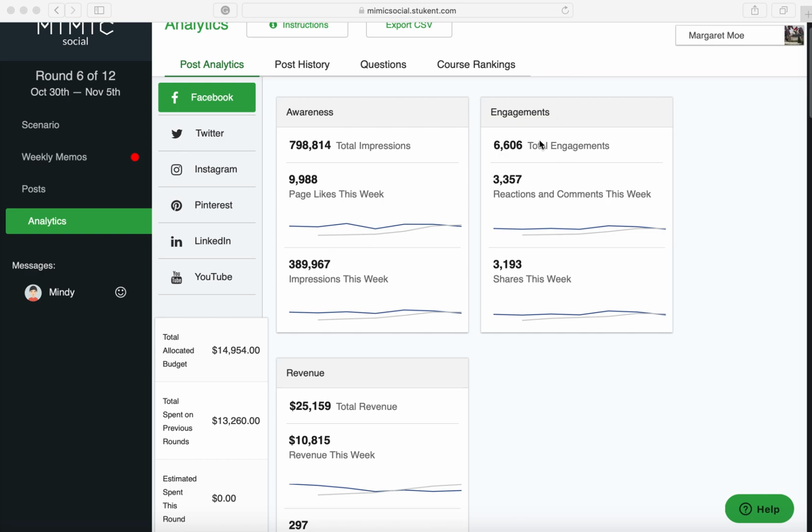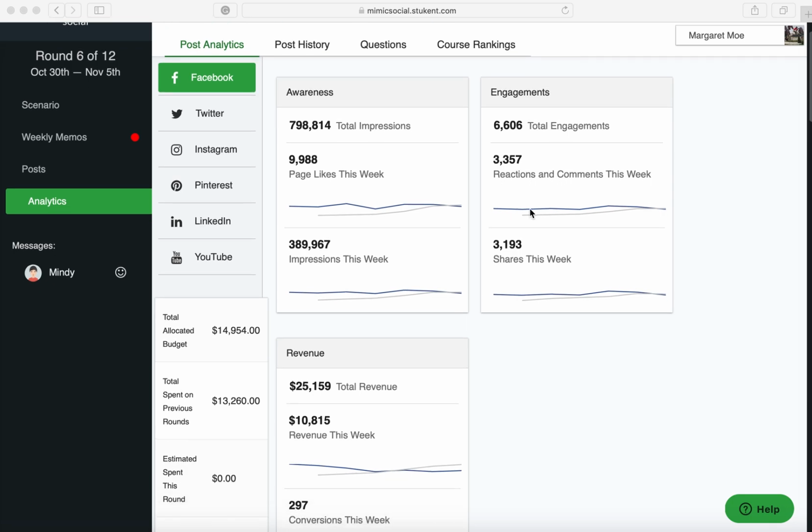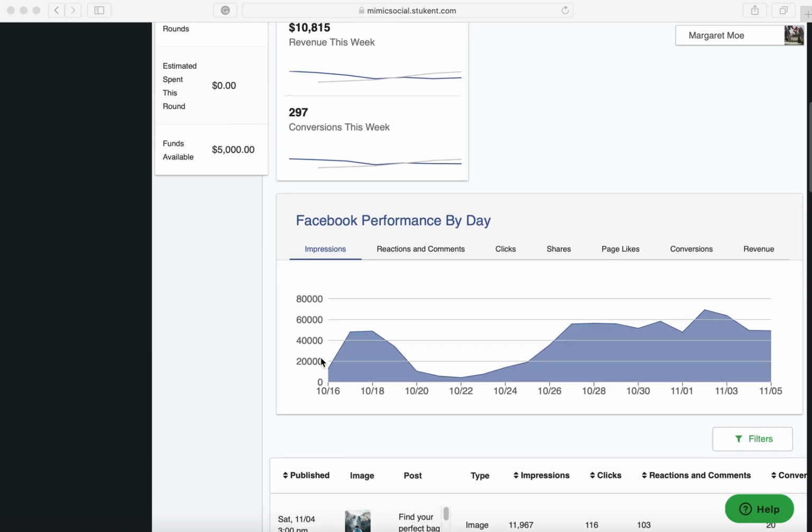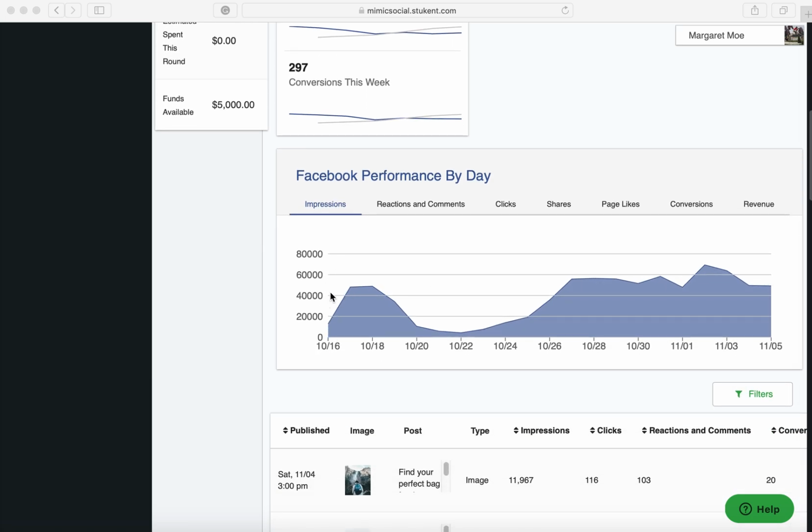For engagements, total engagements over all of my rounds so far, 6,600. This week I've had about 3,300 reactions and comments and about 3,100 shares. For revenue, total out of all of my rounds, about $25,000, but this week about $10,000. So in this round that I just finished, I was able to have this revenue and nearly 300 conversions. Now remember, 300 conversions are people who have bought a product.